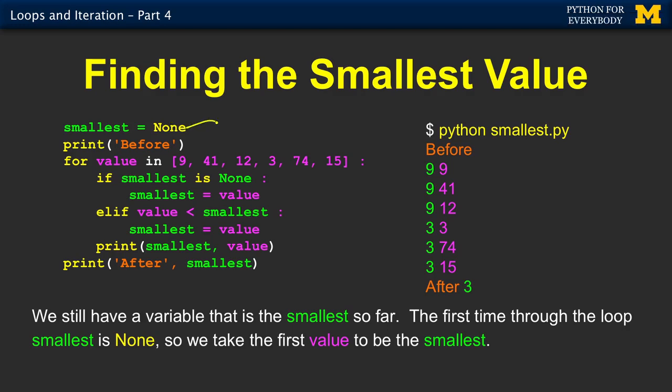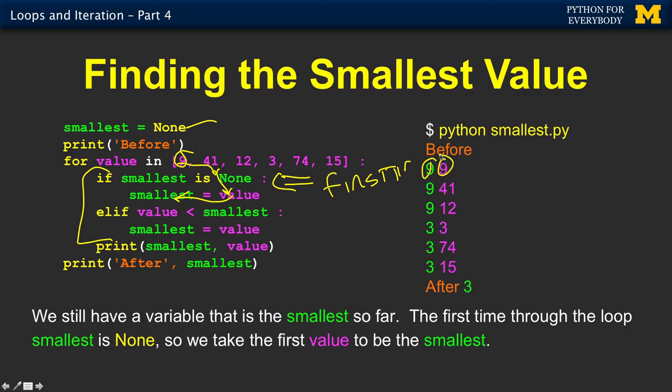You start with smallest equals none, and then in the code we have a little bit more intelligence. If smallest is none, this means that it's the first time. If the smallest is none, smallest is value. So 9 is coming in here. And so if the smallest that we've seen so far is empty, we have seen nothing, then we'll grab the first one as the smallest one. So our 9 becomes the smallest one. And so that's how we print out the smallest so far is 9.